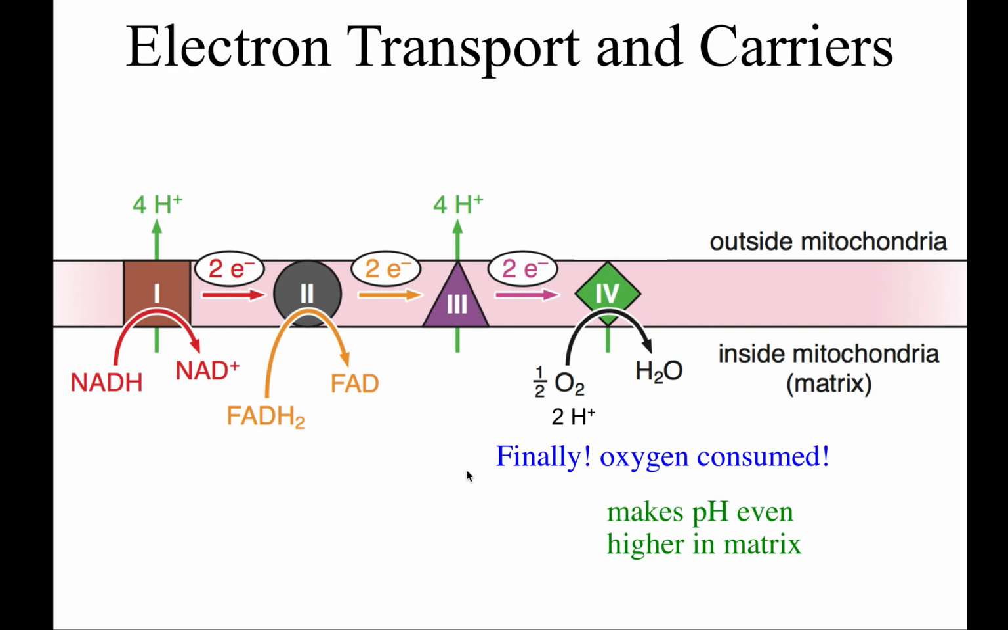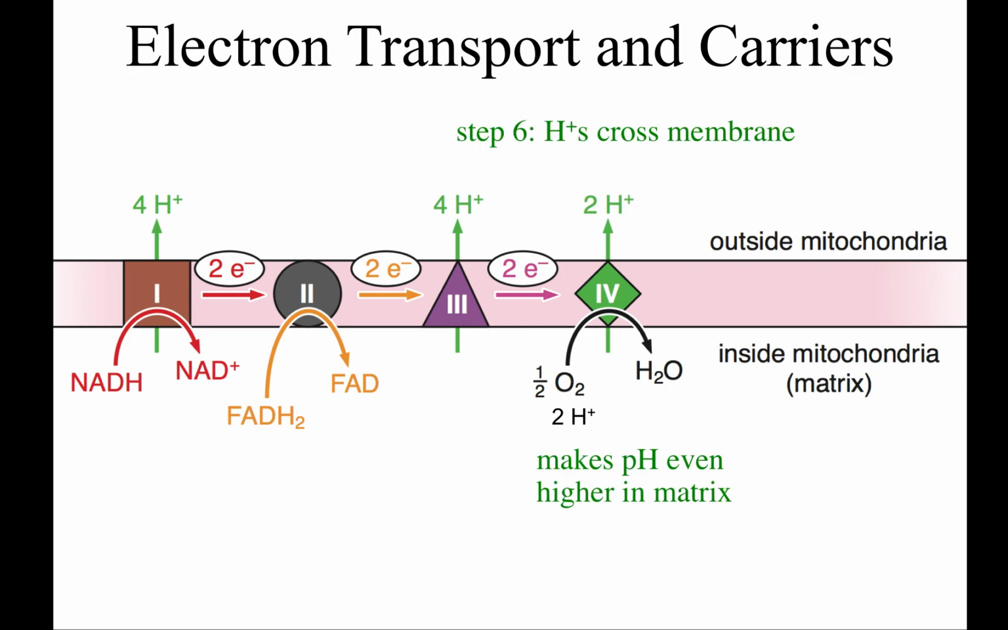Okay, and this oxygen is consumed, and that uses up some hydrogens, and that will make the pH even higher in the matrix. So then we have a pH gradient: more hydrogens in the intermembrane space, that means a lower pH. Less hydrogens in the matrix, that means a higher pH. Okay?